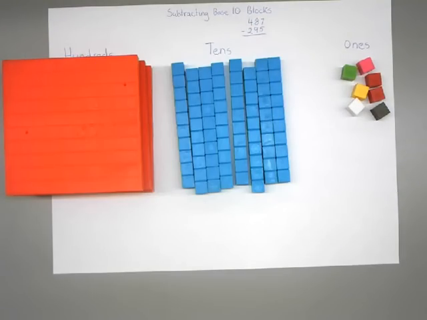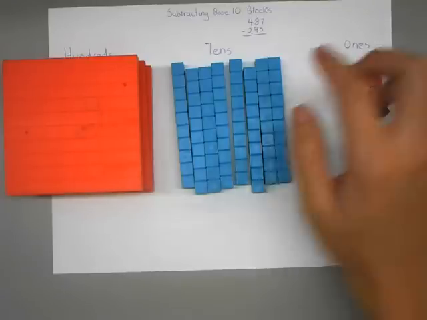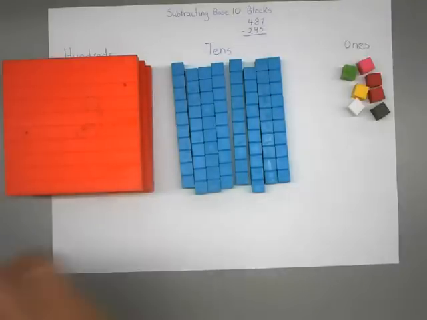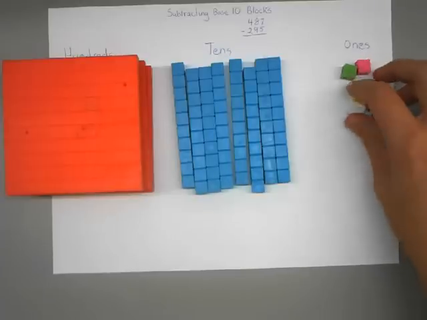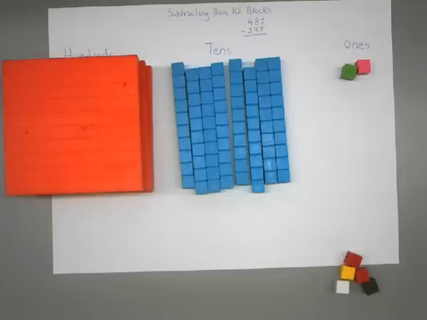Now we need to take away 295 of these cubes. As you can see, some of these don't separate, but there is a method, so bear with me. Once again, we can start on the right. First, we need to take away 5. So in the right column, we take away 5. Very simply, goodbye cubes. We have taken away 5.